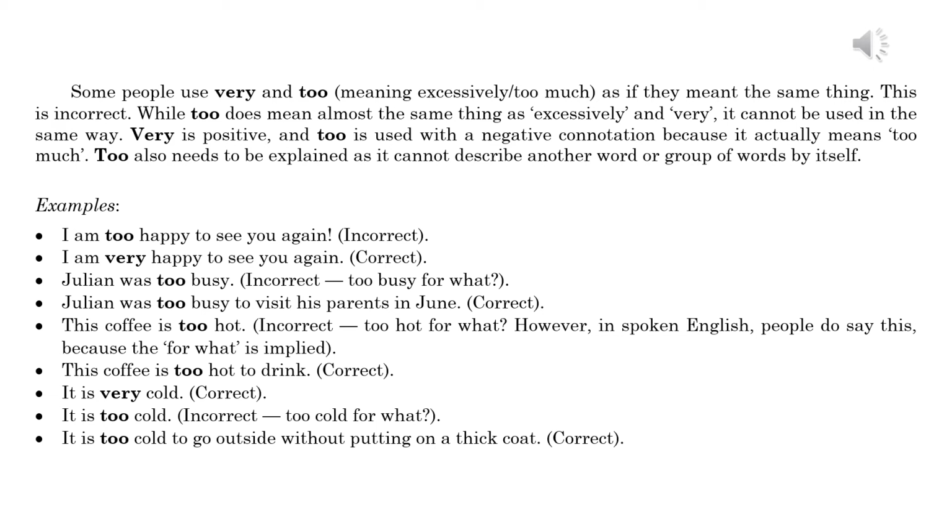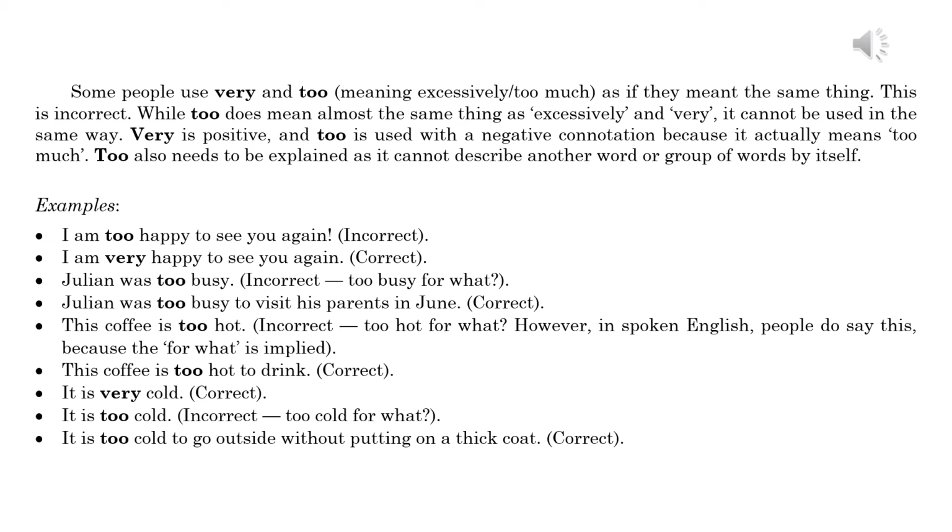Examples: I am too happy to see you again. Incorrect. I am very happy to see you again. Correct. Julian was too busy. Incorrect. Too busy for what? Julian was too busy to visit his parents in June. Correct.